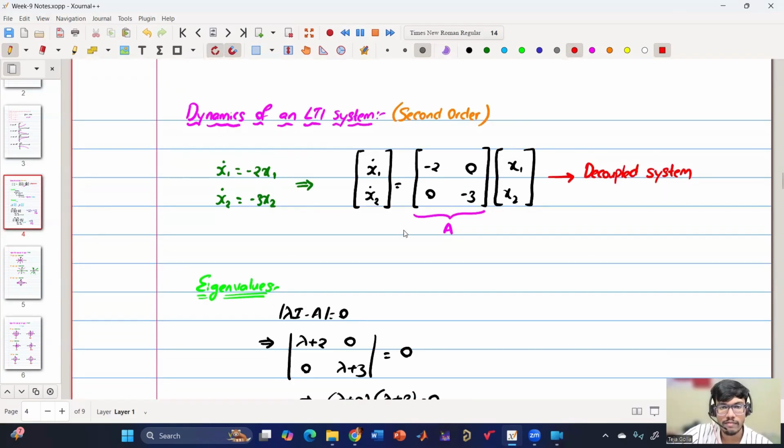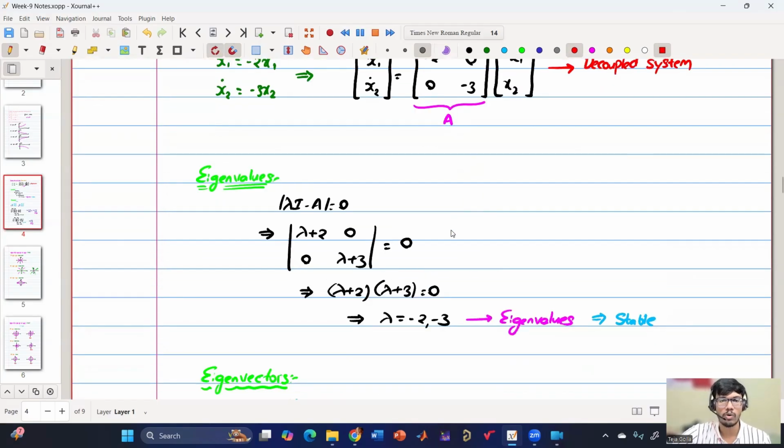And then we have obtained the A matrix. Then we have seen how to find the eigenvalues. We can find them by calculating the determinant of lambda I minus A, and then by calculating the lambda values, we can get the eigenvalues. So from the eigenvalues, we can tell whether the system is stable or not. And then we have also discussed in detail in the upcoming slide.